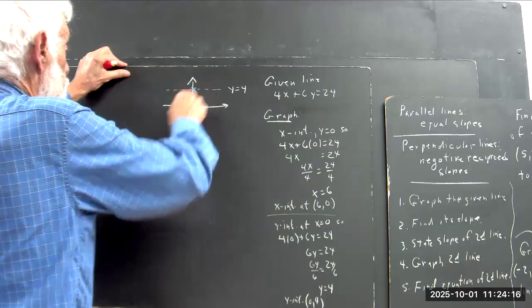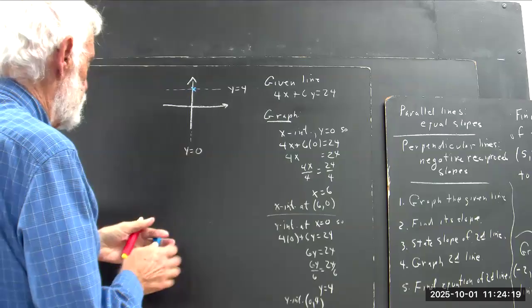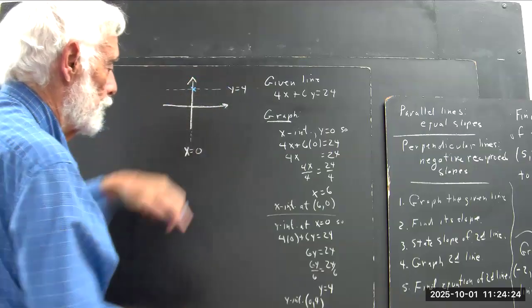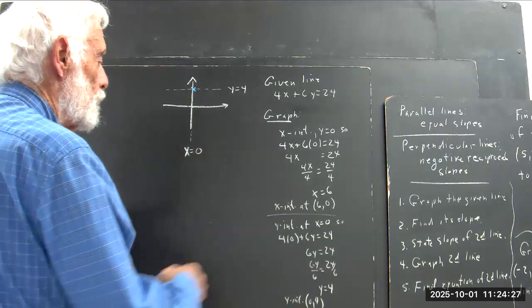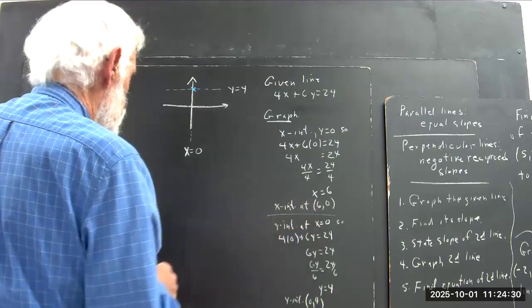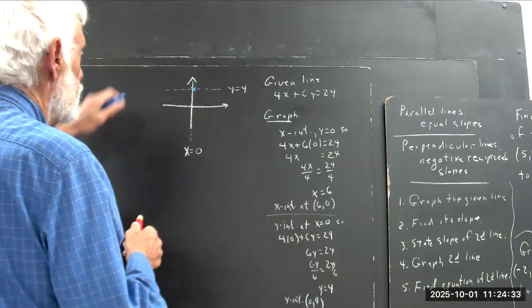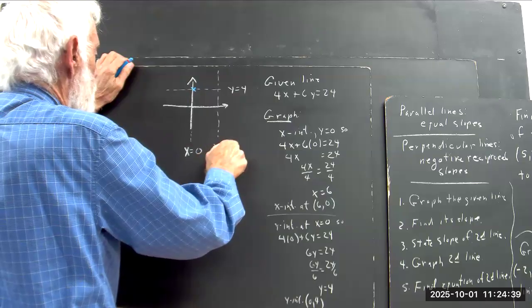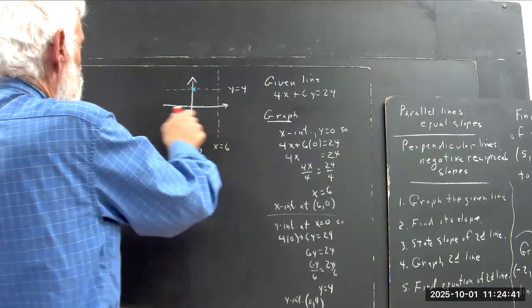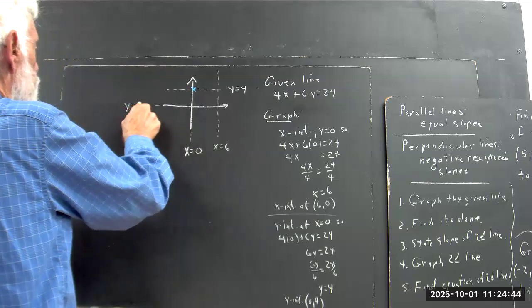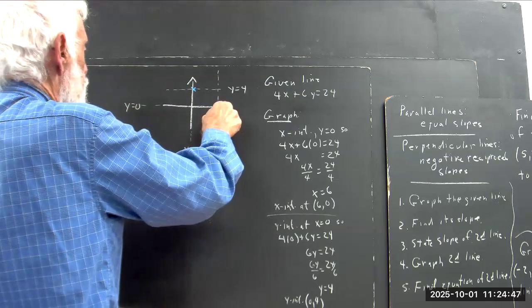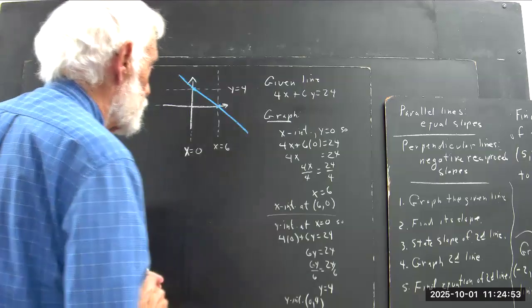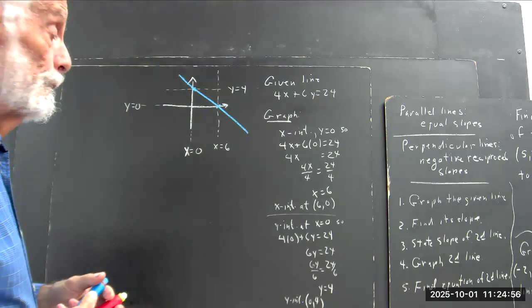So I'm going to make a point here where x is 0 and y is 4, there's my y-intercept. And then a line where y is 0 and x is 6. So I'm going to put x equals 6 out about here. Now I'll go ahead and sketch a straight line through those points.